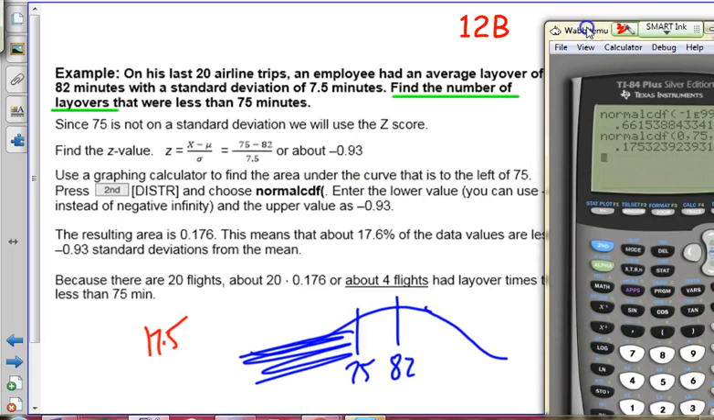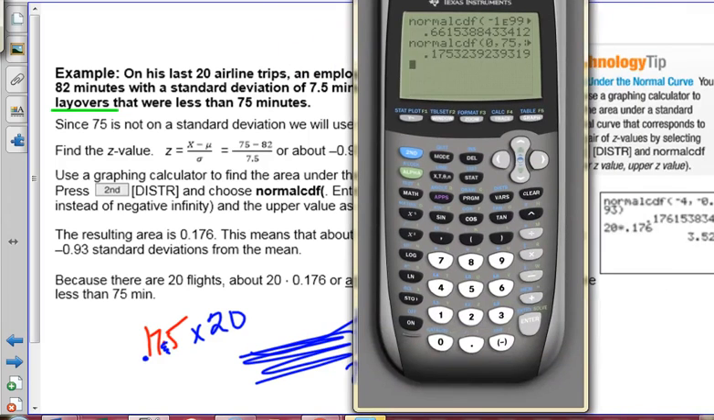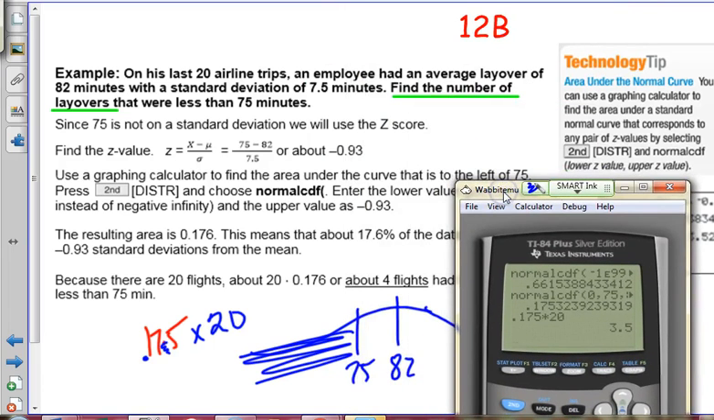What do we want to know? Oh, out of 20 flights, right? So times 20, we have to move this over to make it from a percent. So 0.175 times 20 flights. So roughly 3.5 flights were, what were we trying to find? The number of layovers that were less than 75 minutes was around 3 or 4 flights.